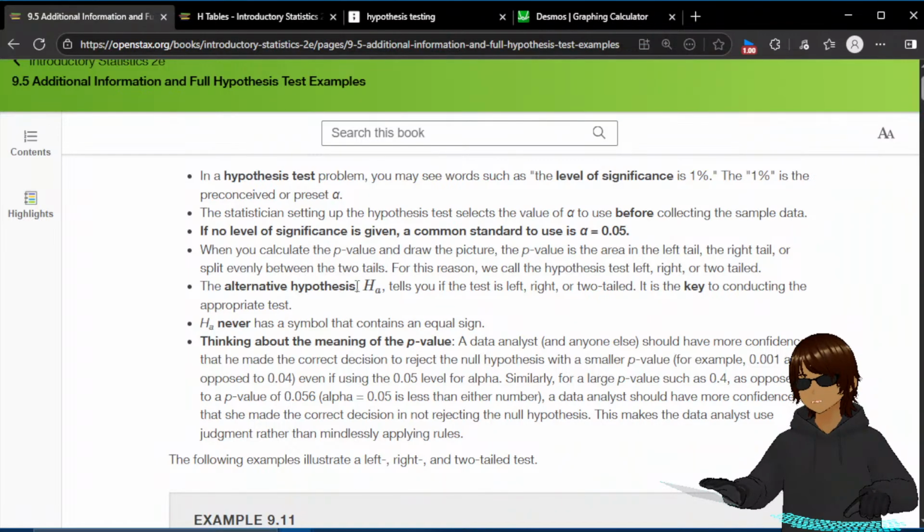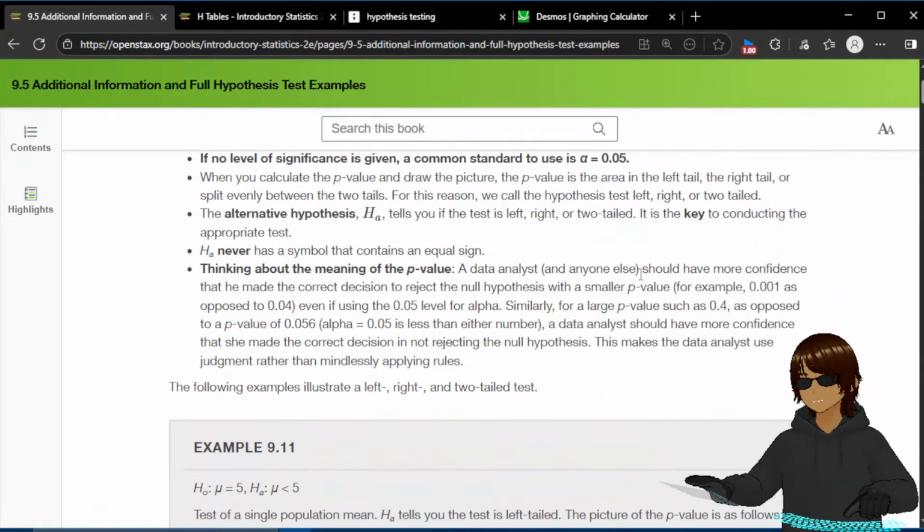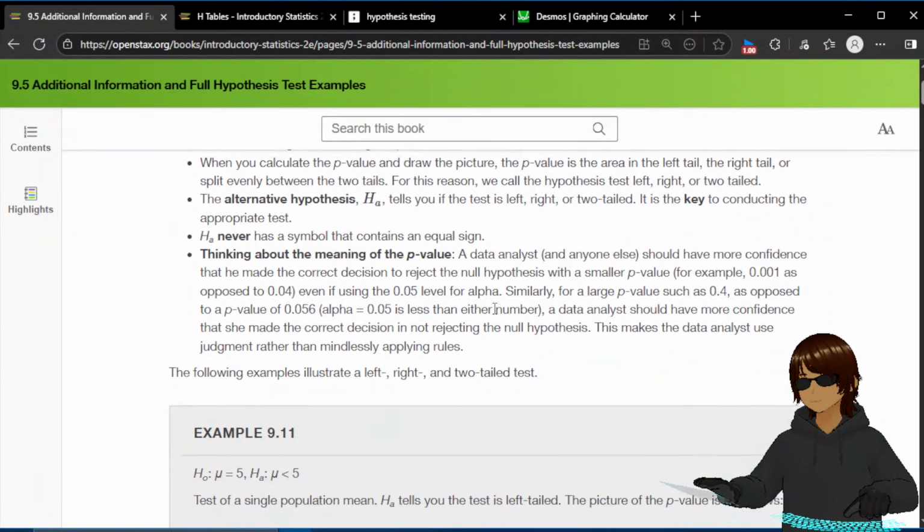The alternative hypothesis tells you if the test is left, right, or two-tailed. It is the key to conducting the appropriate test. The alternative hypothesis never has a symbol that contains an equal sign. Thinking about the meaning of the p-value, a data analyst should have more confidence that he made the correct decision to reject the null hypothesis with a smaller p-value, even if using the 0.05 level for alpha.